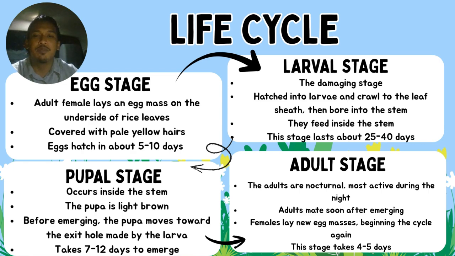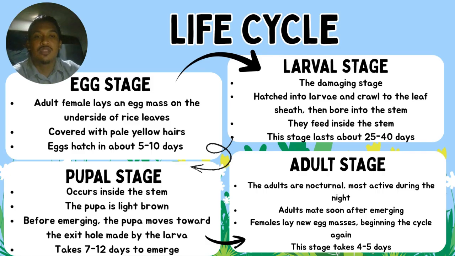So the next one is the pupal stage. It occurs inside the stem. The pupa is light brown. Before emerging, the pupa moves toward the exit hole made by the larva. This takes 7 to 12 days to emerge to become an adult. So that is where we come to the adult stage, the last stage.